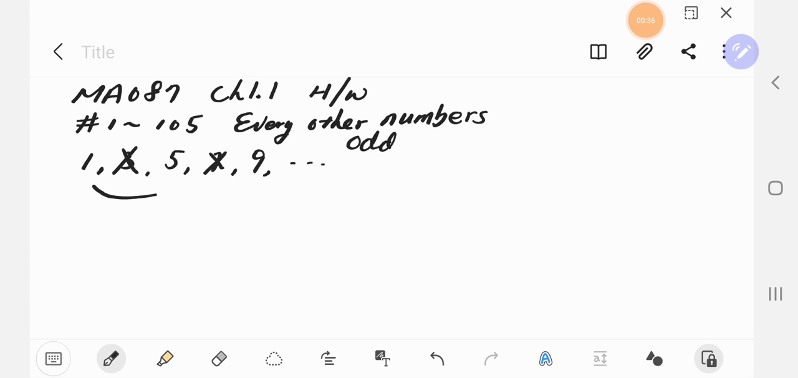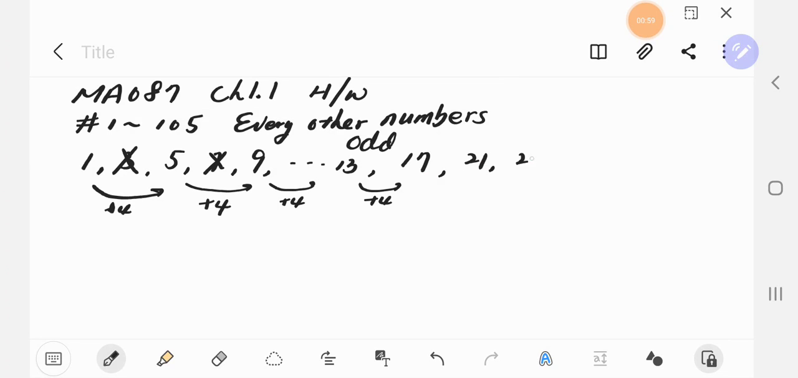So that means starting from 1 we will add 4 to the previous number, so it will be 5, and then add 4, that will be number 9, and then add 4, so that will be 13, right? And then the next one will be, add 4, so it will be 17, add 4, 21, 25, 29, 33, 37, and so on, all the way up to when we reach the number 105. Okay, so let's try all these numbers.